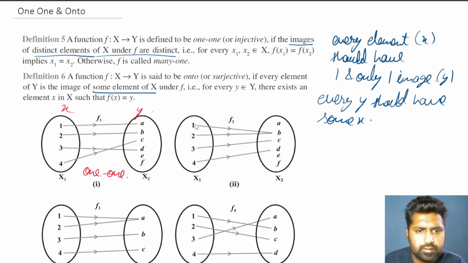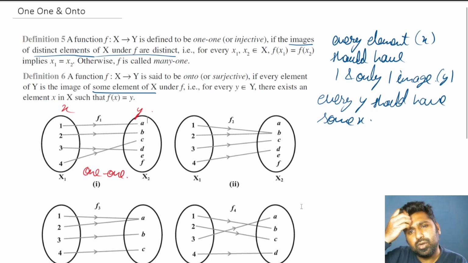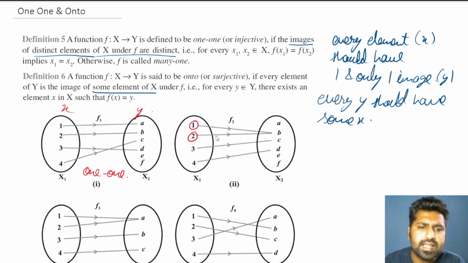Here every element should have one image. This element also has one image, but the point is both images are same. So that's not one-one. Every x should have one and only one image. The problem is here two elements have one image.